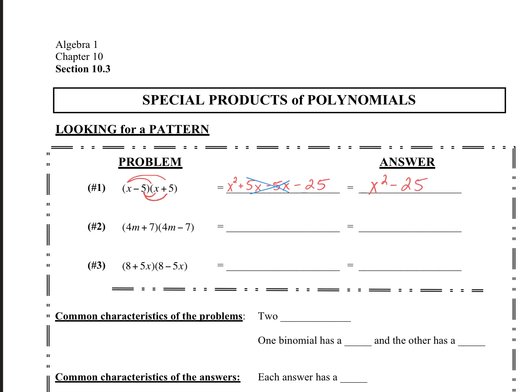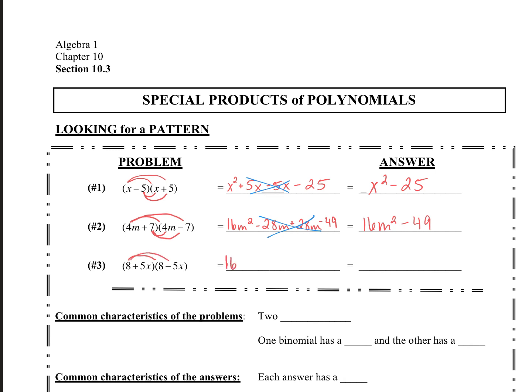All right, let's look at the next one. So we're going to do the same thing. We're going to FOIL here. So we're going to do 4m times 4m, 16m squared, 4m times negative 7, negative 28m, 7 times 4m, positive 28m, and 7 times negative 7, negative 49, right? And once again, when we simplify, those middle terms are going to cancel. So our final answer is 16x squared, or excuse me, 16m squared minus 49.